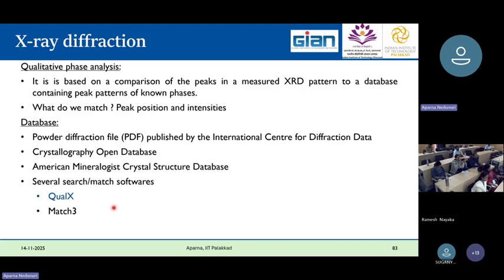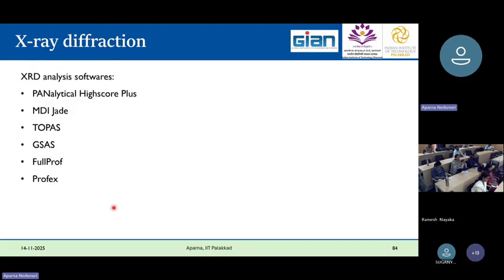For Rietveld refinement and for quantitative phase analysis, we have several software packages. We have Analytical High Score Plus, which we get from the instrument itself. We have MDI Jade, and widely used is Topas. GSAS is also there; GSAS is a freeware again. You can download and use GSAS software. Fullprof is there, Profex is there, and there are many other software packages which one can use.